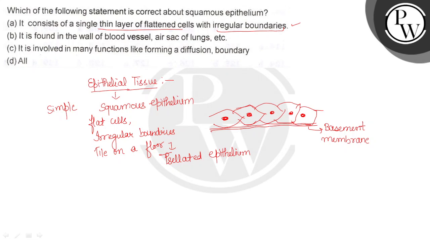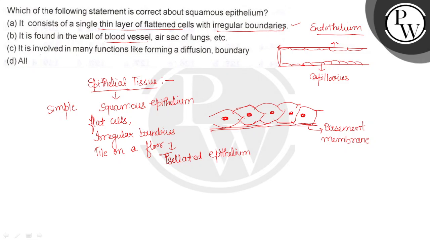Now the next is, it is found in the wall of blood vessels, air sac of lungs, etc. So it is true that the epithelium of blood vessel is the squamous epithelium. Suppose this is a capillary. So this is a blood vessel. These capillaries as well as the arteries and veins are lined with the squamous epithelium. The squamous epithelium of blood vessels is known as the endothelium. So the endothelium of blood vessels is composed of simple squamous epithelium.